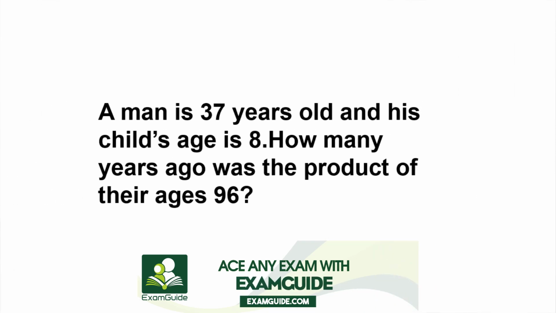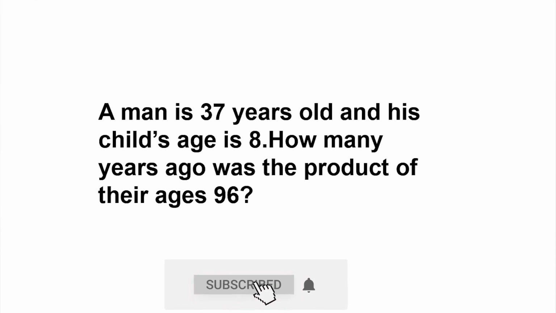Another one: a man is 37 years old and his child's age is 8. How many years ago was the product of their ages 96? This is a technical question. You need to pay attention, reading out the question loud to yourself, then figure out exactly what you are looking for. So now, what are we looking for? We are looking for the year in question. I want to know how many years ago this happened.